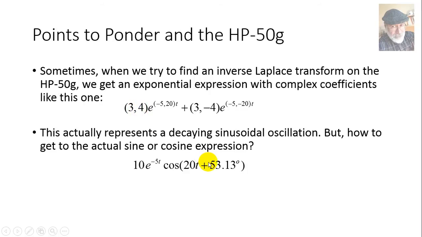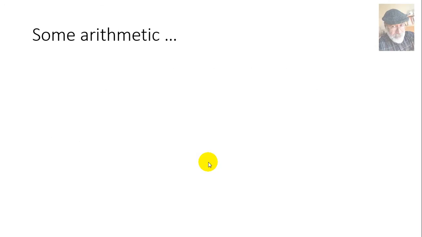Let's go to the next page, and be patient. We're going to do some major arithmetic here. We begin with that expression. I've simplified them using letters: A, B, A negative B, they're complex conjugate, and the exponents are conjugate as well: X, Y, X negative Y.